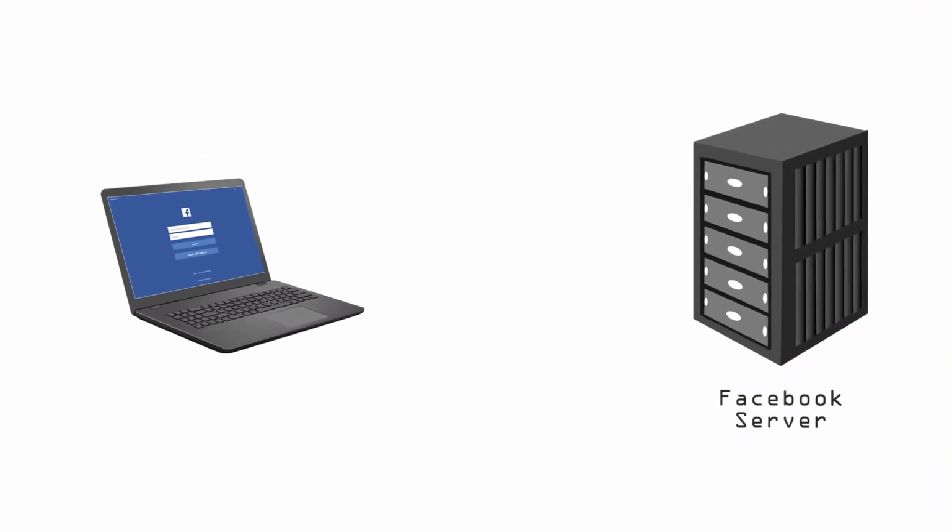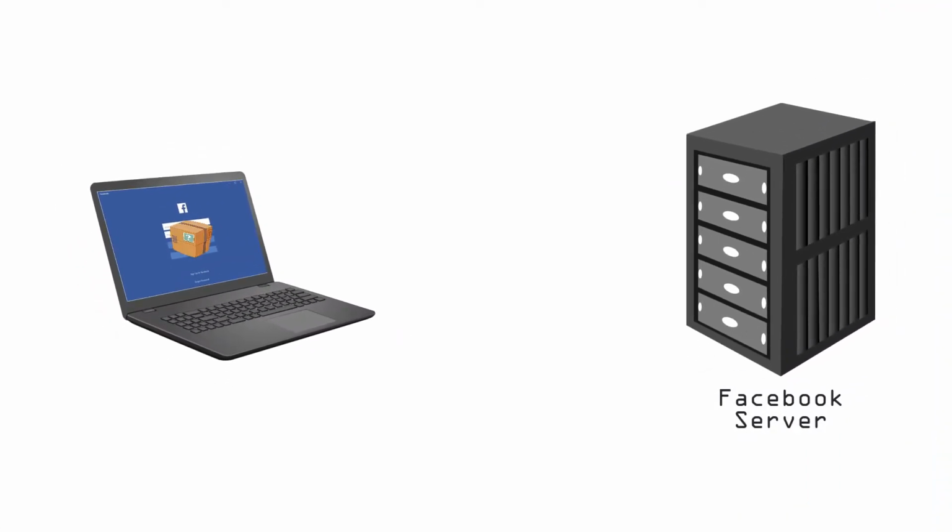For instance, when you log into Facebook, your computer creates data packets that include your username and password. These data packets are sent to Facebook's server's IP address. When the Facebook server processes your request, it sends you data packets back that include your personal profile page. Sounds simple, right?